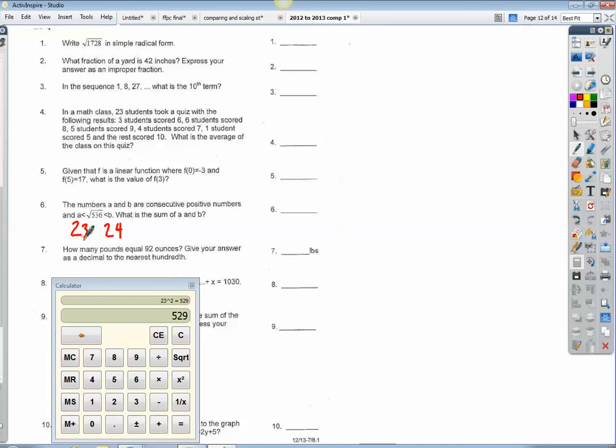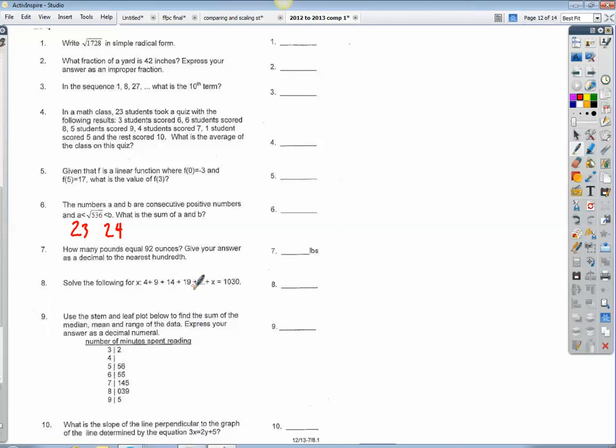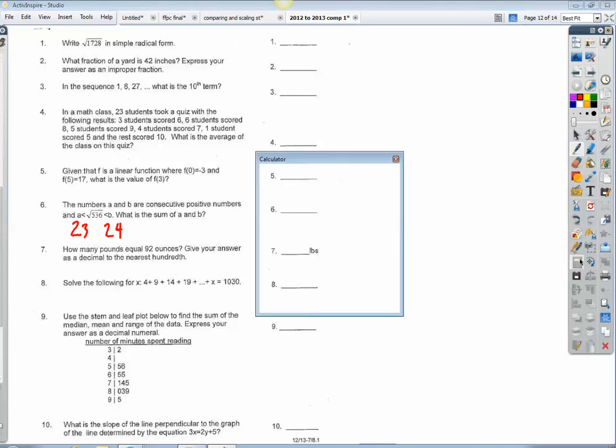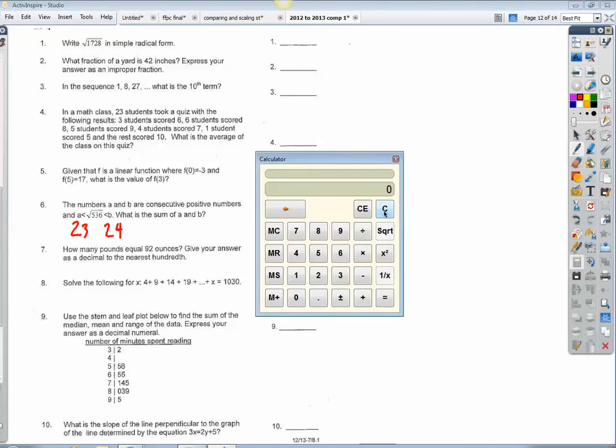So number 7, how many pounds are equal to 92 ounces? There's a decimal, so I'm going to just do this on the calculator. Calculator, okay, there we go. All right, so we have 92 ounces, and give your answer as a decimal, so how many pounds are in ounces? How many ounces are in a pound? 16, so divided by 16. I can't believe they put this. That is ridiculous. That's the answer.